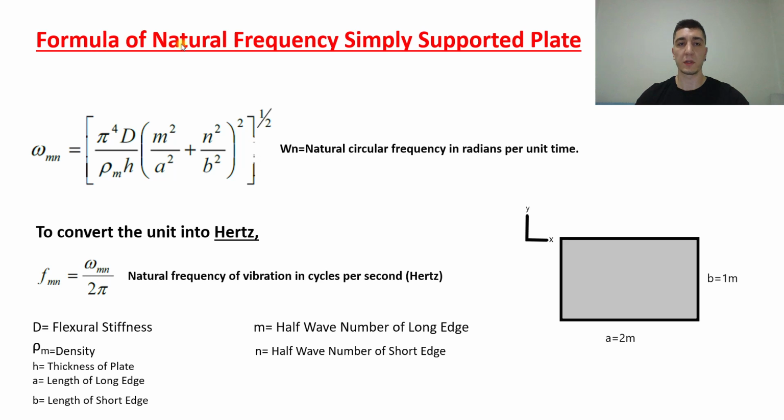So there is a formulation of the natural frequency of a simply supported plate. It is taken from the book. You can find it on the internet. This W means natural circular frequency of the plate, and this is pi, you know that, and this D is flexural stiffness. It will be explained in the next slide.